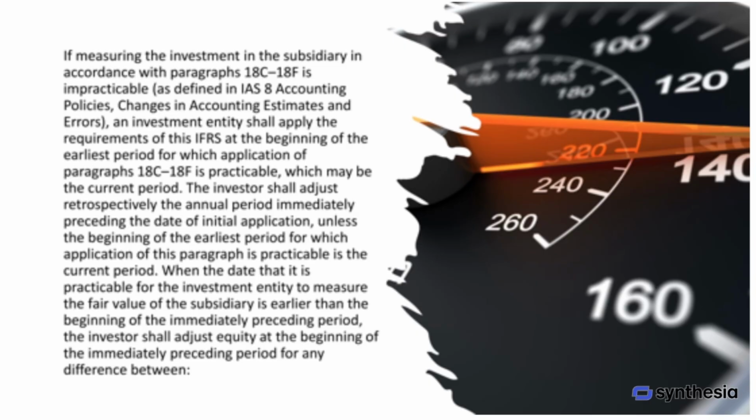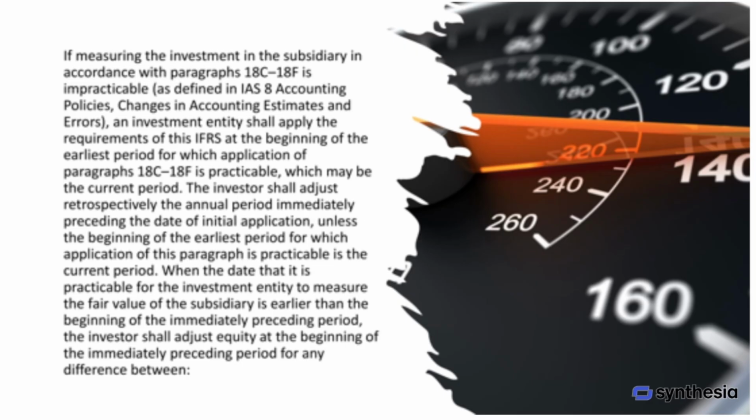If measuring the investment in the subsidiary in accordance with paragraphs 18C to 18F is impracticable, as defined in IAS 8 Accounting Policies, Changes in Accounting Estimates and Errors, an investment entity shall apply the requirements of this IFRS at the beginning of the earliest period for which application of paragraphs 18C to 18F is practicable, which may be the current period. The investor shall adjust retrospectively the annual period immediately preceding the date of initial application, unless the beginning of the earliest period for which application of this paragraph is practicable is the current period.